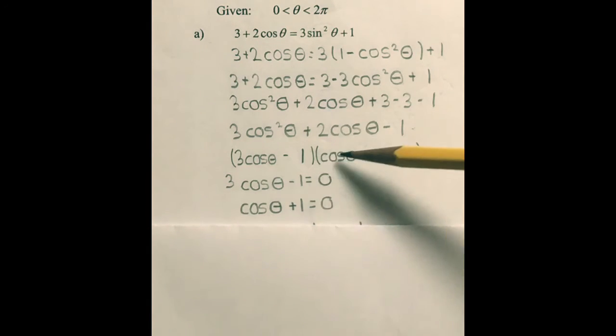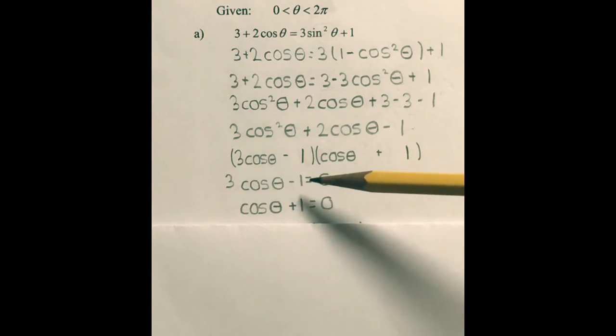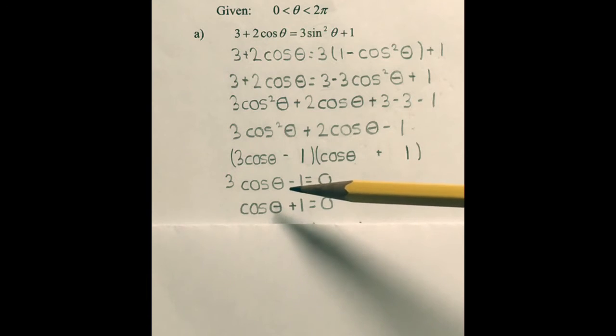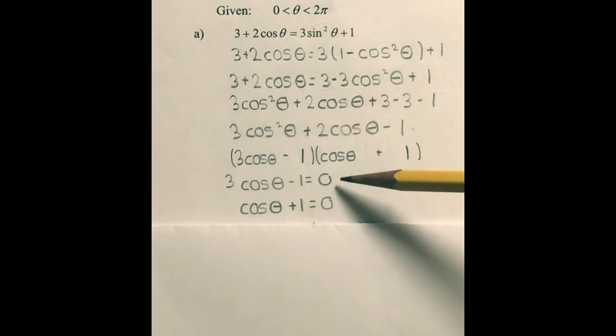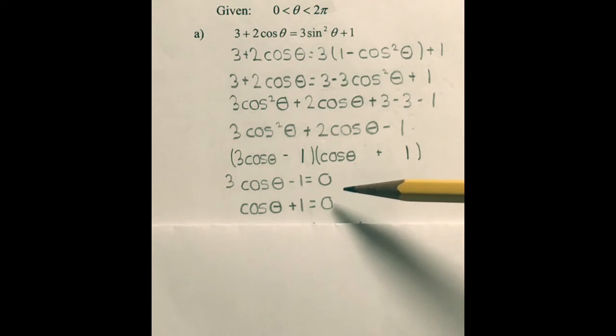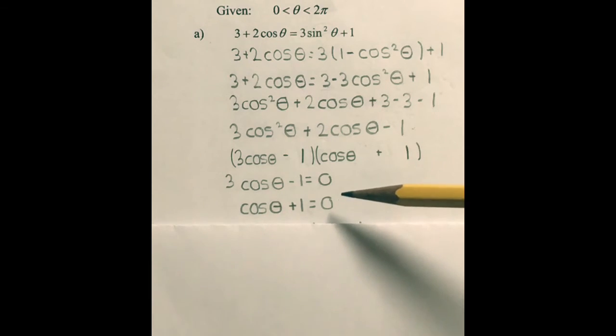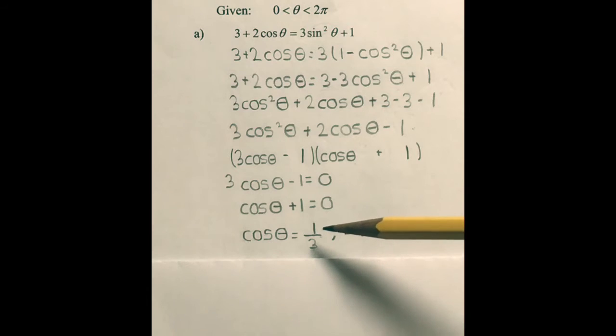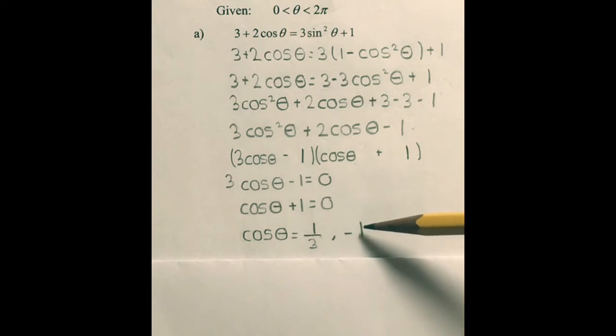Now, we set each of these equal to 0. So we have 3 cosine theta minus 1 equals 0, and cosine theta plus 1 equals 0. So, solving for cosine, we get cosine theta equals 1/3 and negative 1.